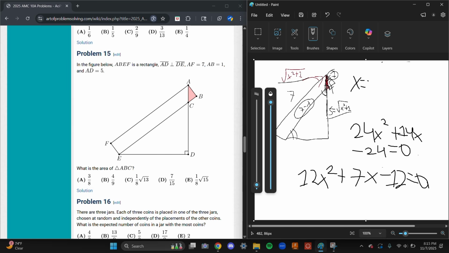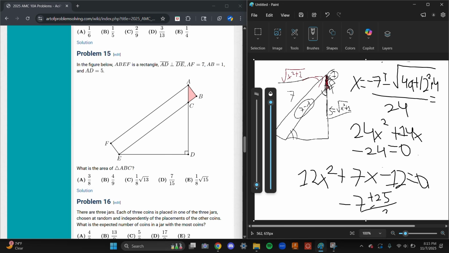x is going to be equal to negative 7 plus or minus the square root of 49 plus 12 squared times 4, all over 24. And that's going to be equal to negative 7 plus or minus 25 over 24. Obviously, side lengths can't be negative, so we can disregard the negative case to get 25 minus 7 over 24, or 18 over 24, or dividing both by 3, 6 over 8, or 3/4. So x is going to be equal to 3/4.